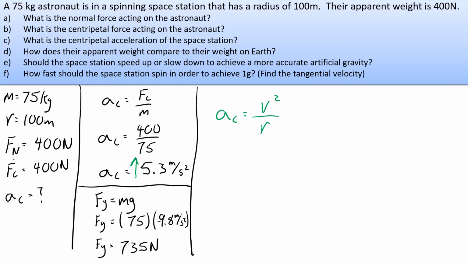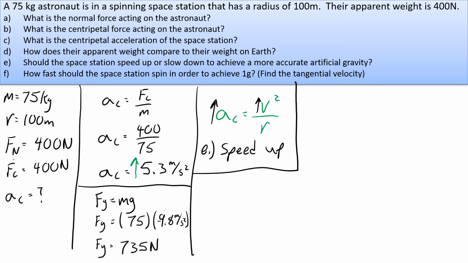Now, our goal is to have the acceleration increase. We want this part to go up. So what should we do to the velocity in order to make the acceleration increase? Should we increase the velocity or decrease it? Hopefully you could see it is a squared relationship. So if you increase the velocity, then the acceleration will increase. So part E will just say that it should speed up. More velocity, please.